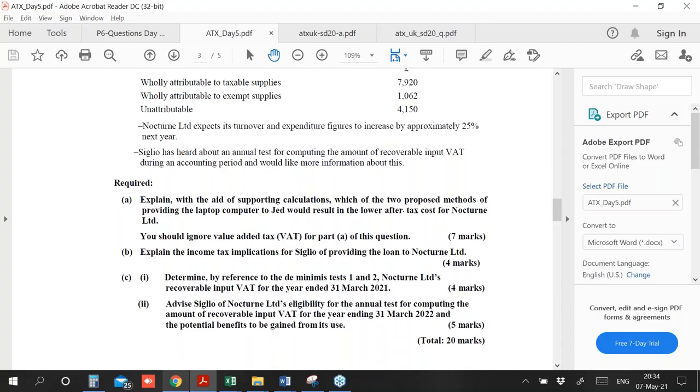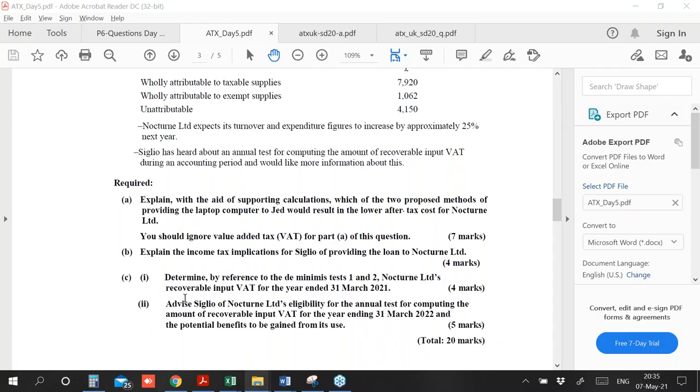Now guys, how many of you are aware of the de minimis test in VAT? Raise your hands. Okay, only a few students. Guys, it is a very important topic. I'll revise with you shortly what this topic is about.